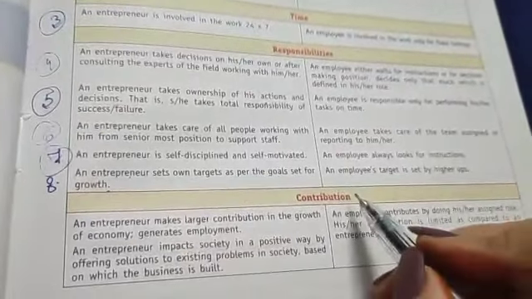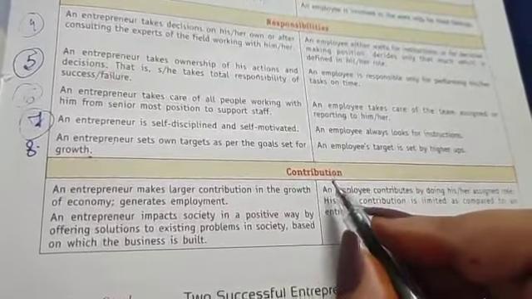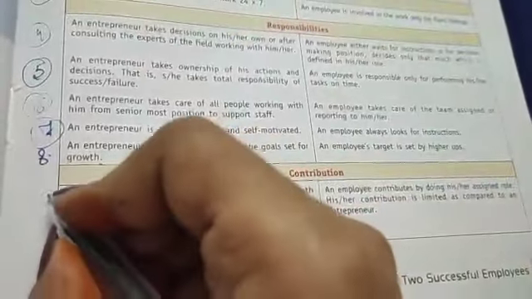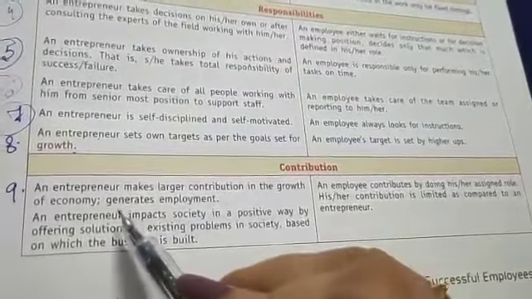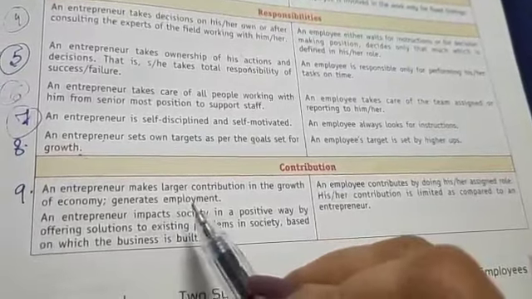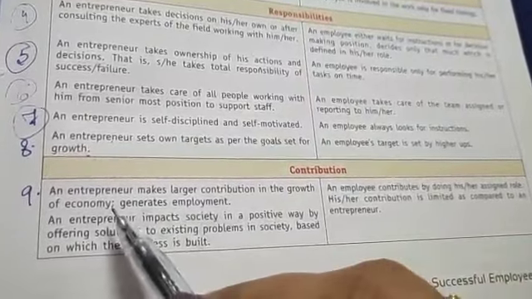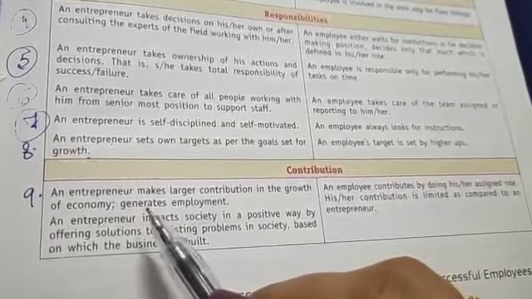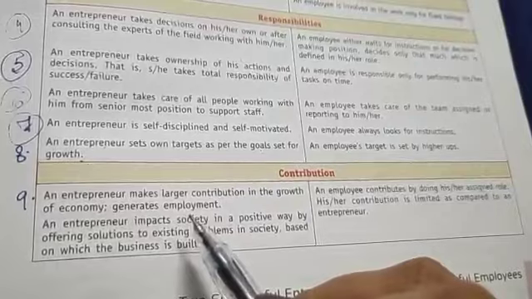Next, the difference is based on the contribution: who is making the larger contribution in terms of hard work, etc., the entrepreneur or the employee. Let us see the ninth point. An entrepreneur makes a large contribution in the growth of the economy and generates employment. Entrepreneur means a boss who makes a larger contribution in the growth of the economy, society and market, and generates employment. He will give employment to all the persons who are willing to do jobs.